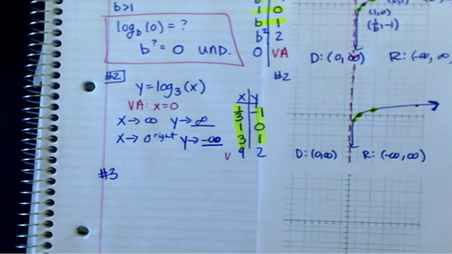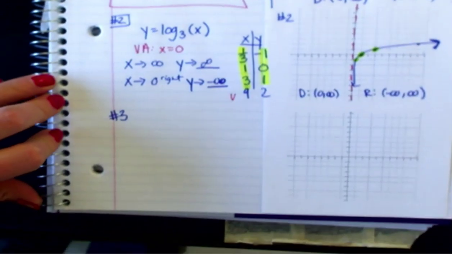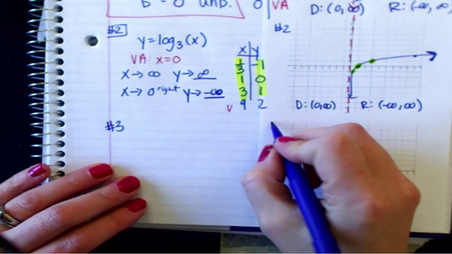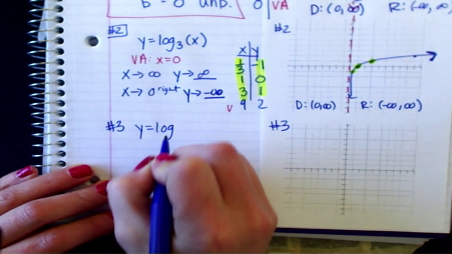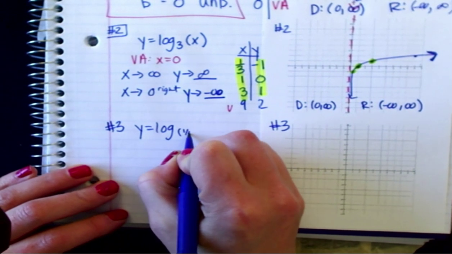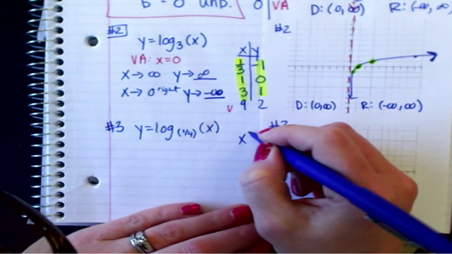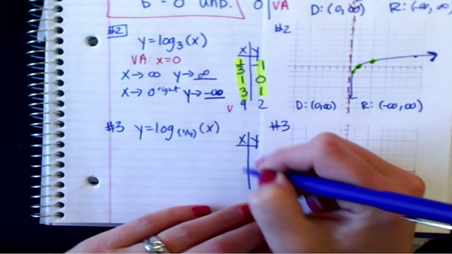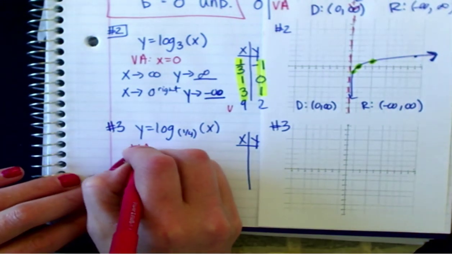Okay, I'm going to give you one more with no transformations, and then we'll try some with a transformation. Log base 1/4. Three points and an asymptote.